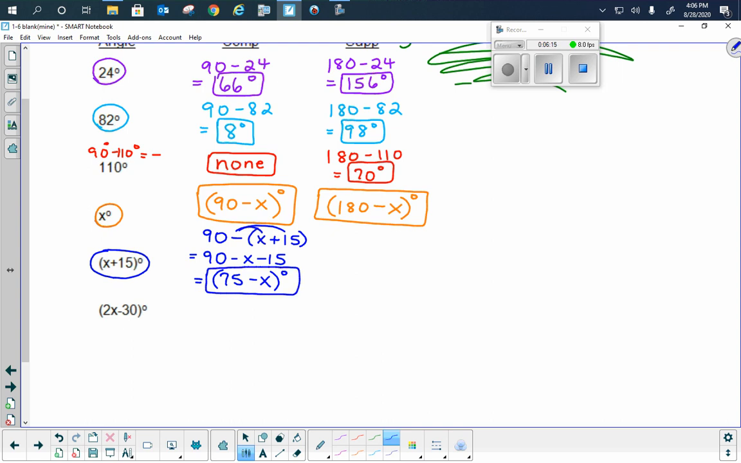Okay, so maybe now, if you're starting to get the hang of it, you turn off the video and try to find the supplement, complement, and supplement of the next problem also. See what you think. Otherwise, here we go. This one would be 180 minus the quantity x plus 15, which would give you 180, distributing that negative again, negative x minus 15. Combine like terms, and you will now have 165 minus x, quantity, degrees.